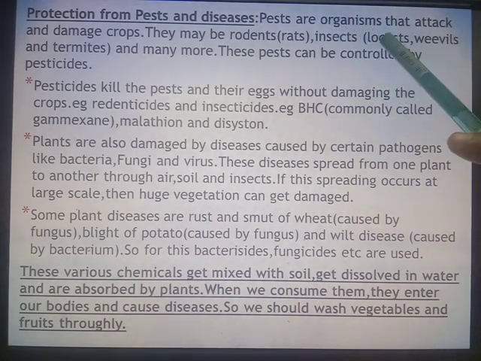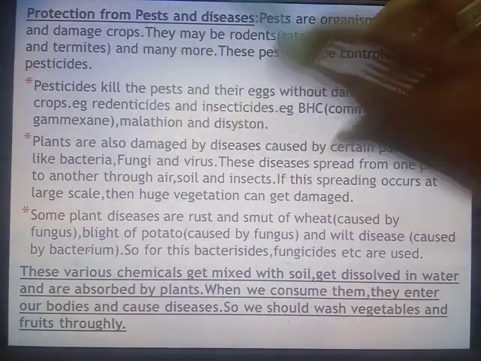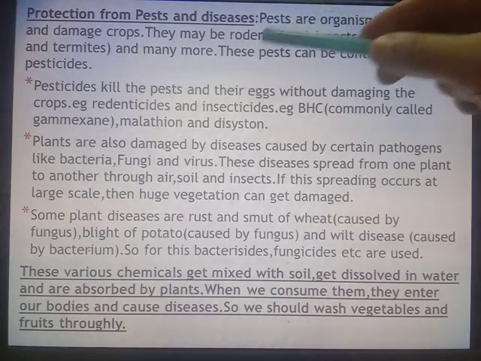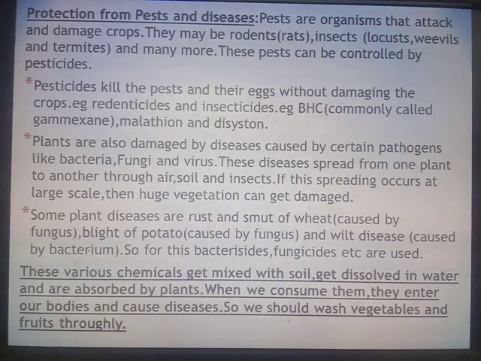Pests are organisms that attack and damage crops. They may be rodents. Rodents is another name for rats. They may be insects and many more. These pests can be controlled by pesticides. Again, these are chemicals which kill or remove the pest from the main crop. Pesticides kill the pest and their eggs without damaging the crops.